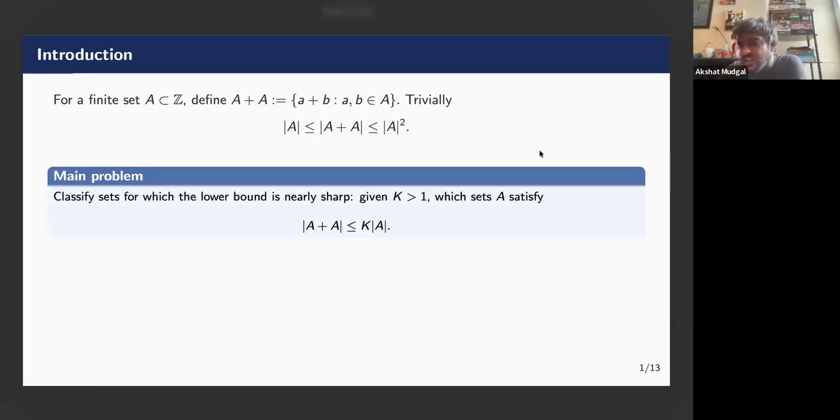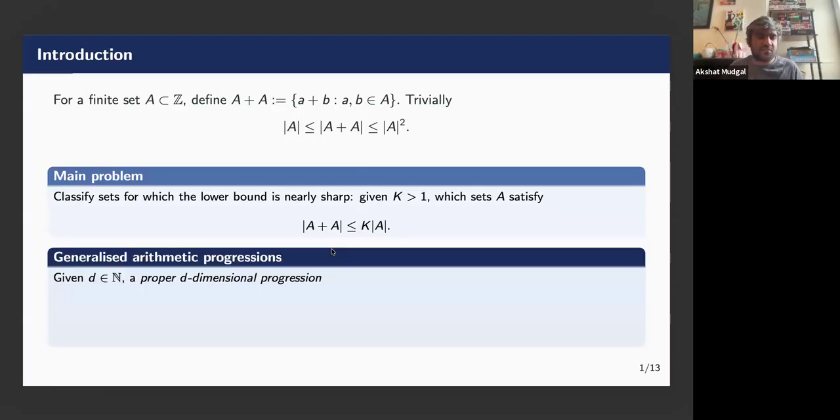The main problem in additive combinatorics that we care about is when is this lower bound roughly sharp? If I give you some parameter k, which finite sets of integers satisfy the fact that their sum set is at most k times A? The ratio between the size of the sum set and the size of your original set, we call the doubling. So I want to study which sets have doubling at most k.